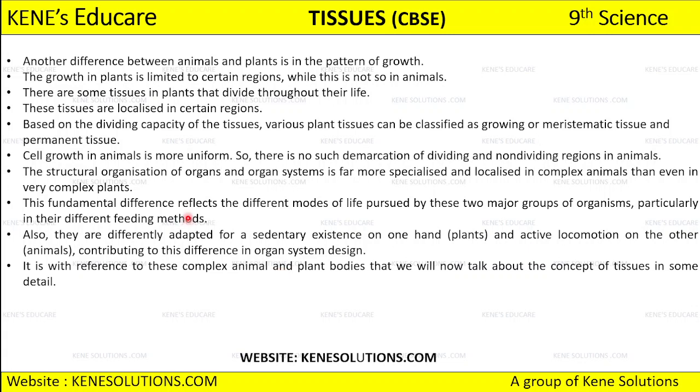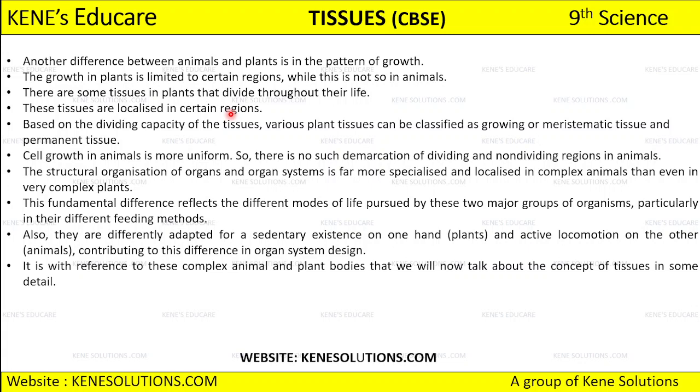Okay, now there are some tissues in plants that divide throughout their life. Inside plants, there are some tissues that divide throughout their lifetime. Till they are existing, till they are having life, the tissues in the plant are going to divide. Okay, and these tissues in the plant are localized in a certain region. Where are these tissues found in plants?